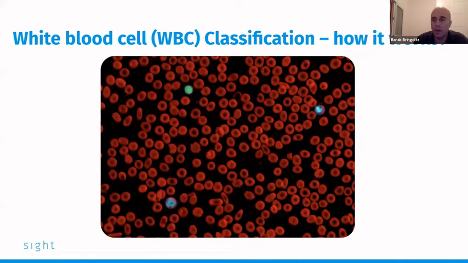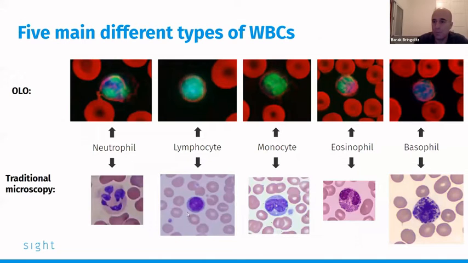The way I'm going to do this is discuss a particular problem, the classification of white blood cells. So this is again an image taken with our device. These shiny objects are white blood cells. And in a normal person's blood, there are 5 main different types of white blood cells. This is how they look like in our device. And this is how people have been used to seeing them for decades with ordinary microscopy.